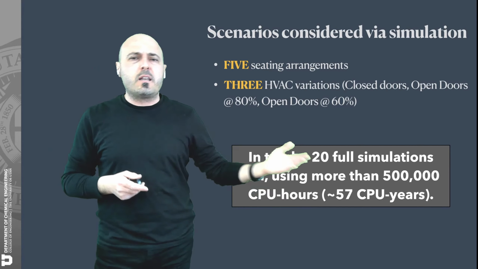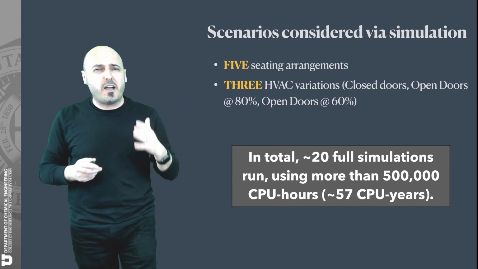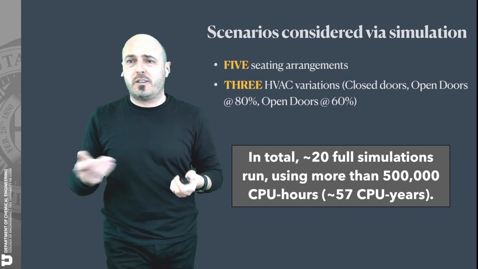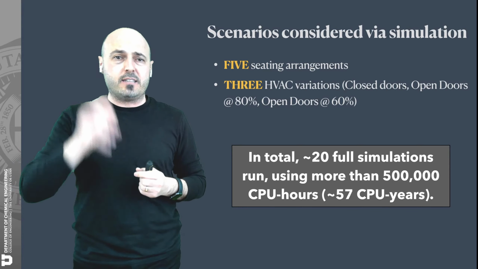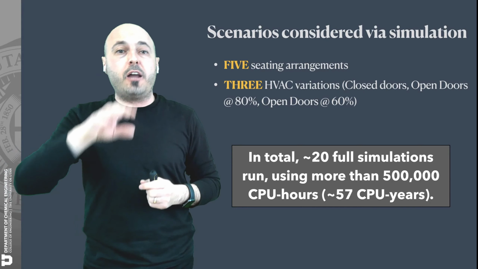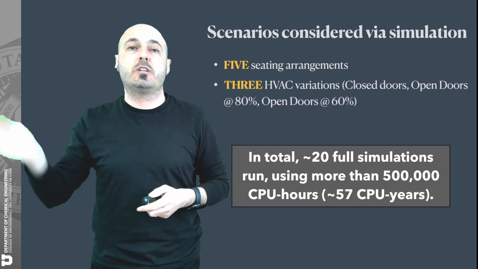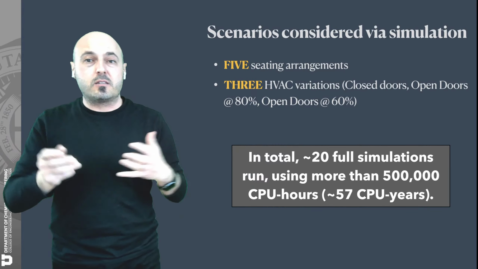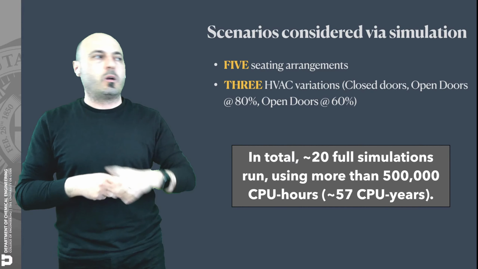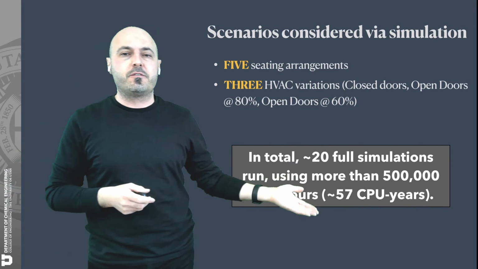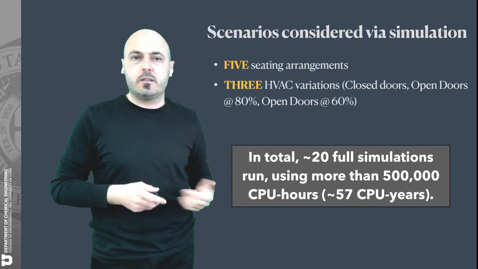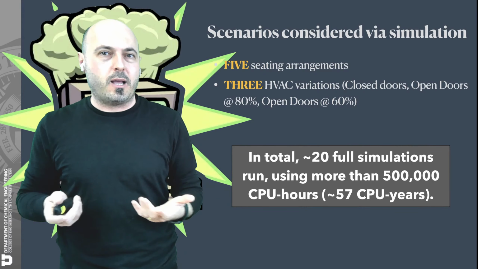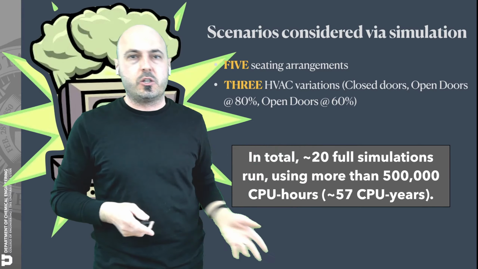In total, I think we did actually more than 20 full simulations for about 500,000 CPU hours. What's a CPU hour? It's just essentially taking a single CPU, and if that CPU is spending 1 hour uninterrupted on your calculation, that's by definition a CPU hour. So we had 500,000 CPU hours spent on this. If you had one single computer running all of those calculations, it would have taken 57 years. So that's the equivalent of 57 CPU years. And this is the power of high performance computing. If it were not for parallel computing, there would be no way on earth we could have finished this project.